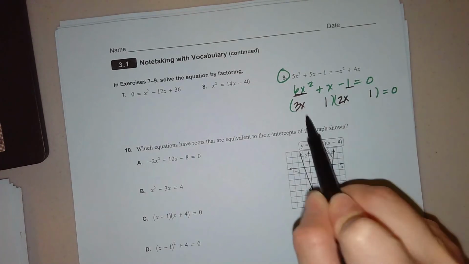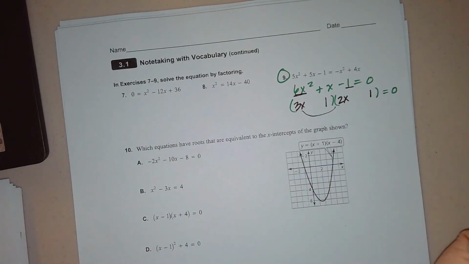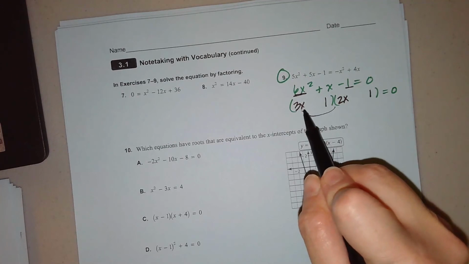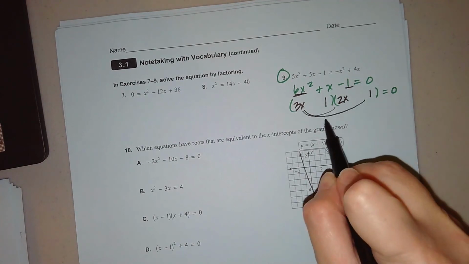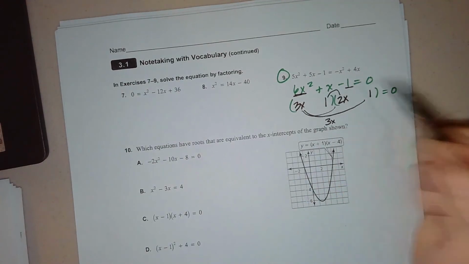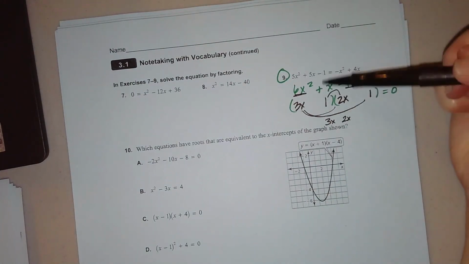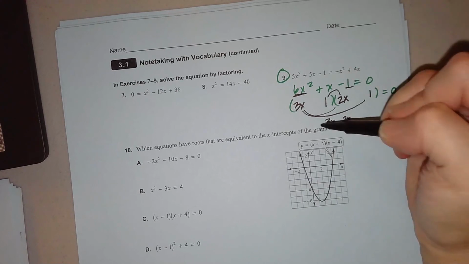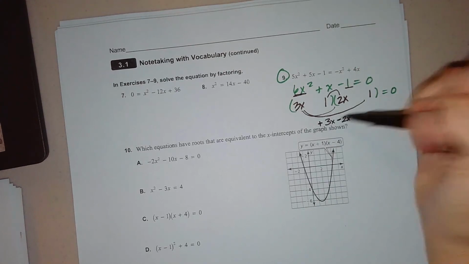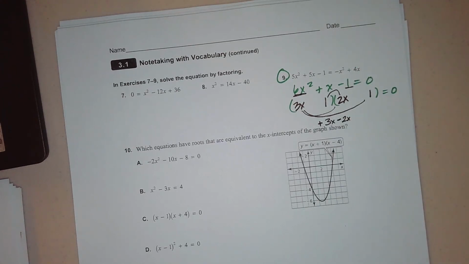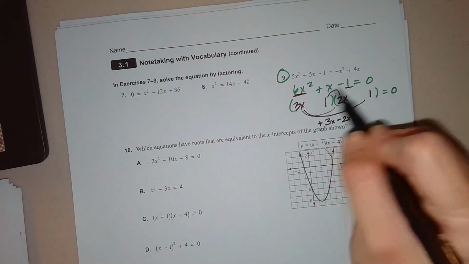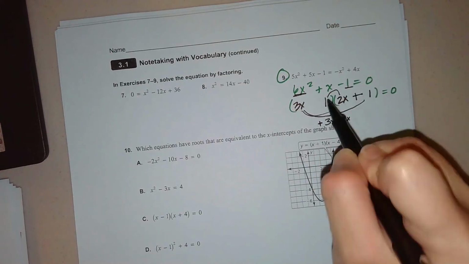You FOIL this out. So 3x times 2x is 6x squared, right? 3x times 1x would be 3x, and 1 times 2x would be 2x. So by FOILing this out, I need this middle term to be +1, which means I need this to be positive and this to be negative. That's the only way I'm going to get that to be +1. So I need this to be positive and this to be negative.